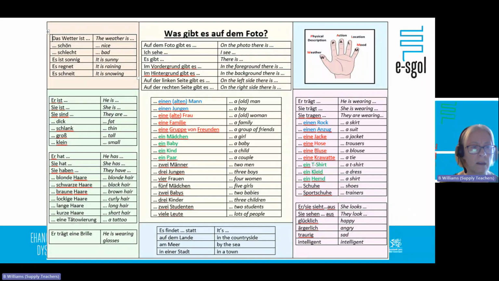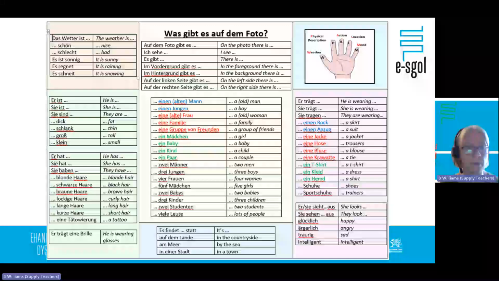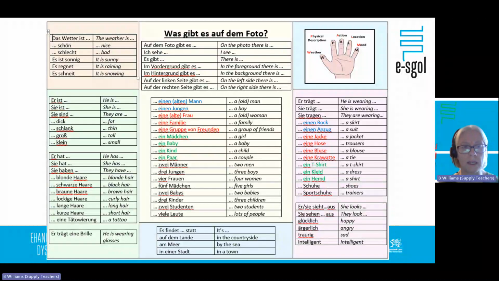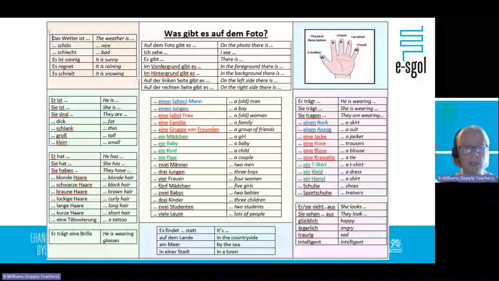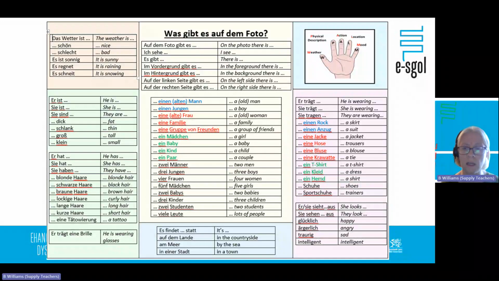The green box then carries on describing the people. What do people have as far as hair colour or hair length, for example? In the centre then, we've got the structure, how to begin your sentence. Auf dem Foto gibt es. What can you see? What are there? And again, foreground, background, left, right, all ways of expanding the sentences that you're using. And then you've got the nouns then in the very, very centre. So what is there or what are there?